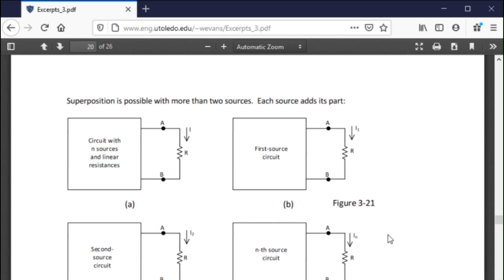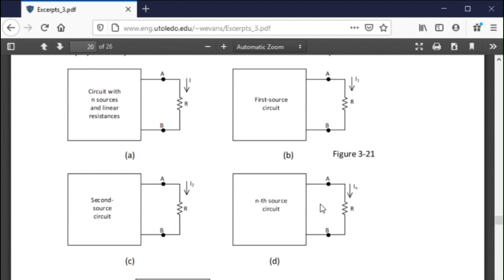Okay, so you can also have superposition with two possible sources, and you can basically say, okay, if I have a first one and then a second one, and then I can come up with the result, and then I can find the final answer.